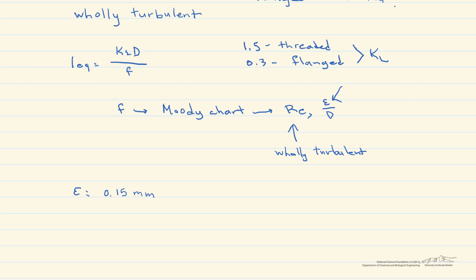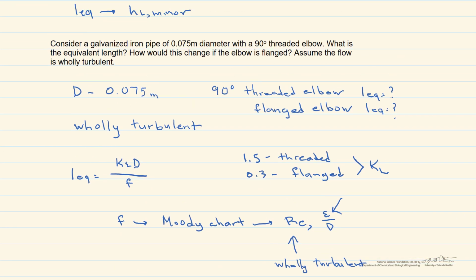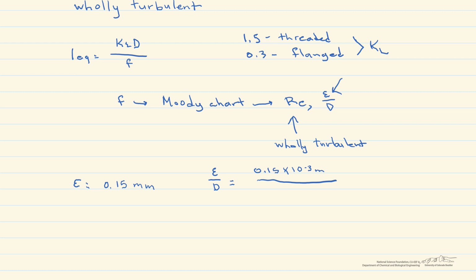So now let's calculate our epsilon, roughness factor, divided by D. This is equal to 0.15 times 10 to the minus 3 meters, and our diameter, going back to our problem, is given right here. We divide that by 0.075 meters, and we find that this ratio of roughness factor to diameter is equal to 0.002. So with this number and the fact that it's wholly turbulent, let's go to the Moody chart and figure out what our friction factor is.